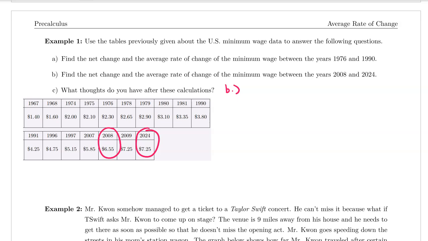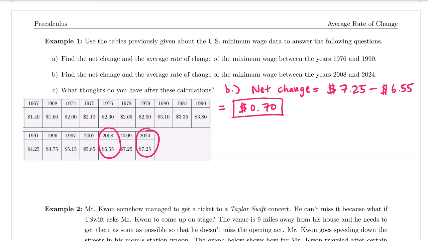Okay. Part B says find the net change and the average rate of change of the minimum wage between the years 2008 and 2024. Let's calculate the net change first. We're going to take $7.25, which is the minimum wage in 2024, and subtract $6.55, which is the minimum wage in the year 2008. When you subtract those, you end up getting 70 cents. So that is the net change between the years 2008 and 2024.